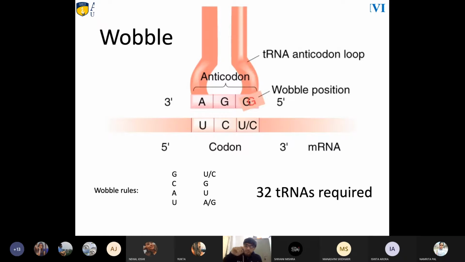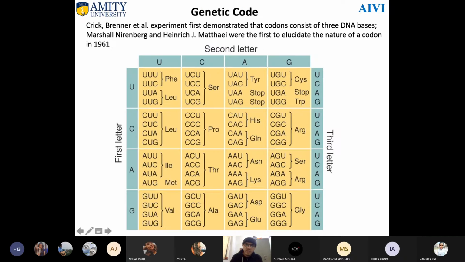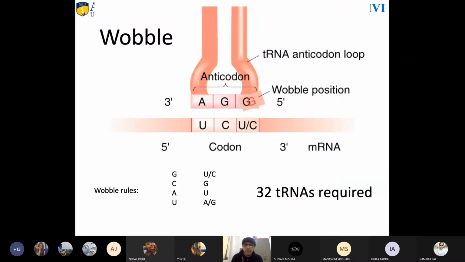That's why, whatever the difference is, here you can see, for serine there are 4 codons. The first and second positions are common, but the third one is C, A, U, or G. That's why wobbling is there.